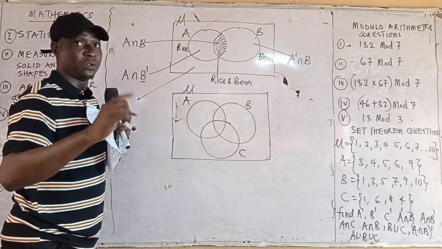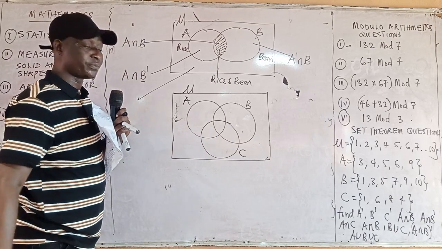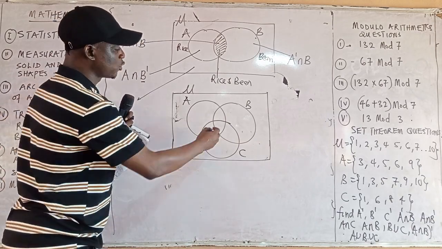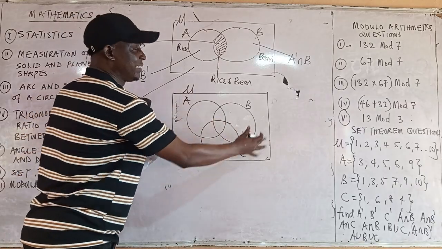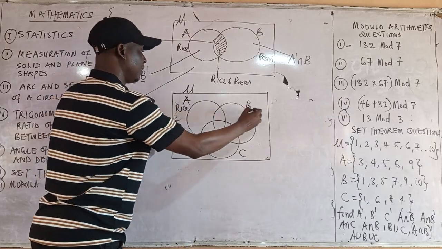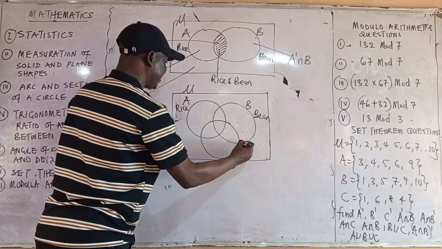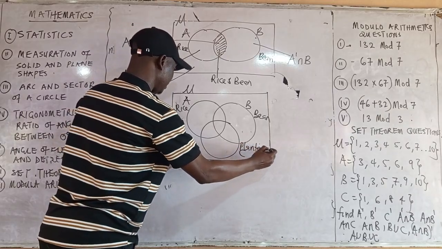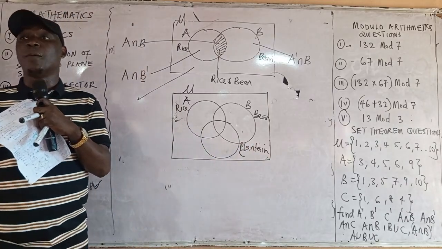Now what about the last one here, before we take questions quickly? I will take only one question, so you have to be very focused. What is this one talking about? This has to do with three things: rice, beans, and plantain, which is a very wicked combination.